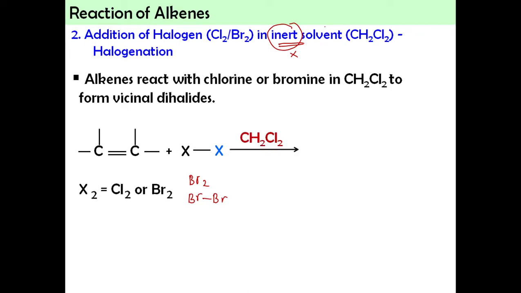So, solvent kita akan letak atas arrow. So, the product is vicinal dihalides. Okay, don't have to worry about this. Okay, follow je yang macam saya explain tadi.